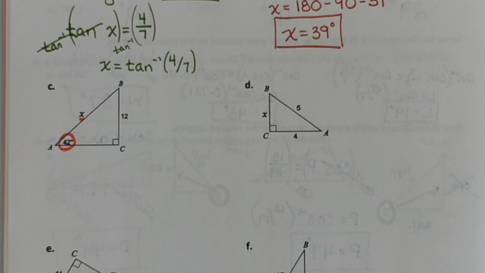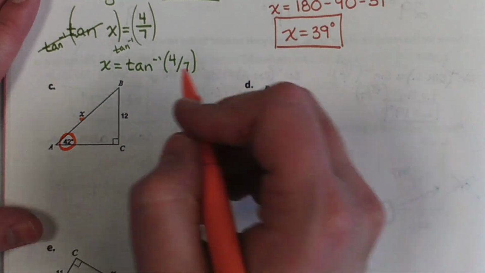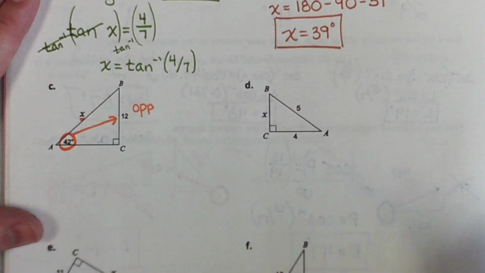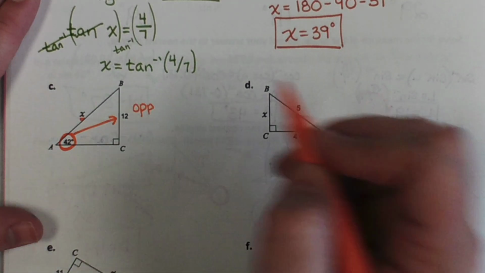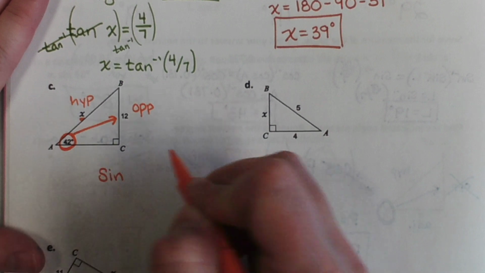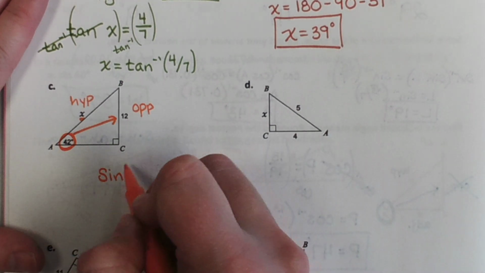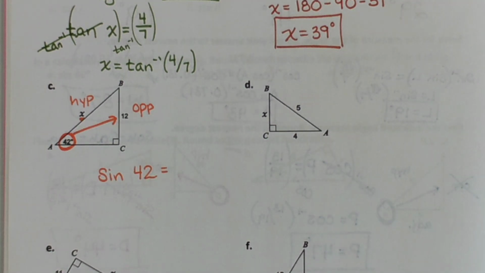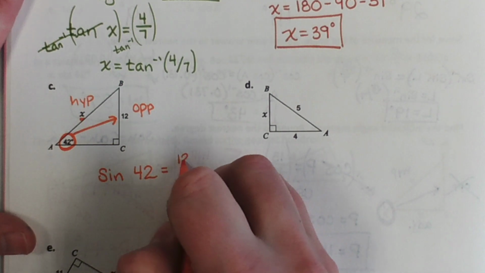So this is my angle of focus because it's an acute angle that I know. Never focus on the 90. It's not helpful. It won't do you any good. 12. Opposite, adjacent, or hypotenuse? Opposite because it goes across. X. Hypotenuse. It's across from the 90. Opposite and hypotenuse. Sine. Sine of 42. Trig of the angle equals, the fraction is 12 over x.